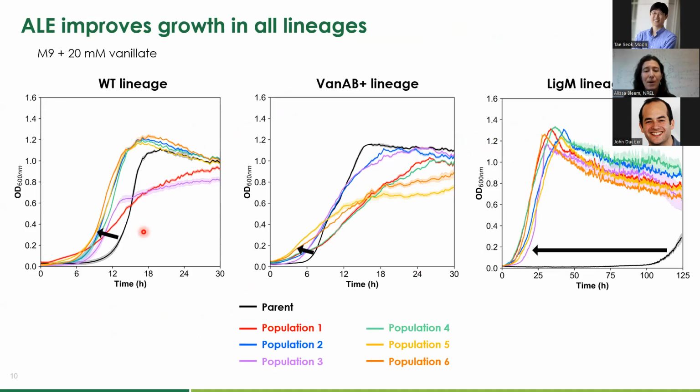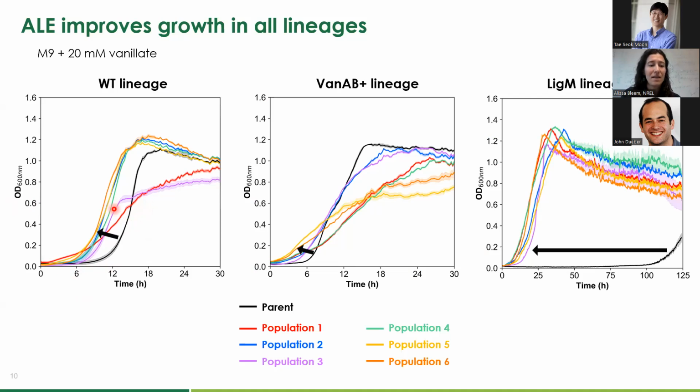All right, so these are the populations after the end of evolution. And again, ALE works. So we saw improved growth for all of our lineages and all of the strains. So in each of these plots, the parent strain is the black line, and then each of the colored lines is one of the population lineages.